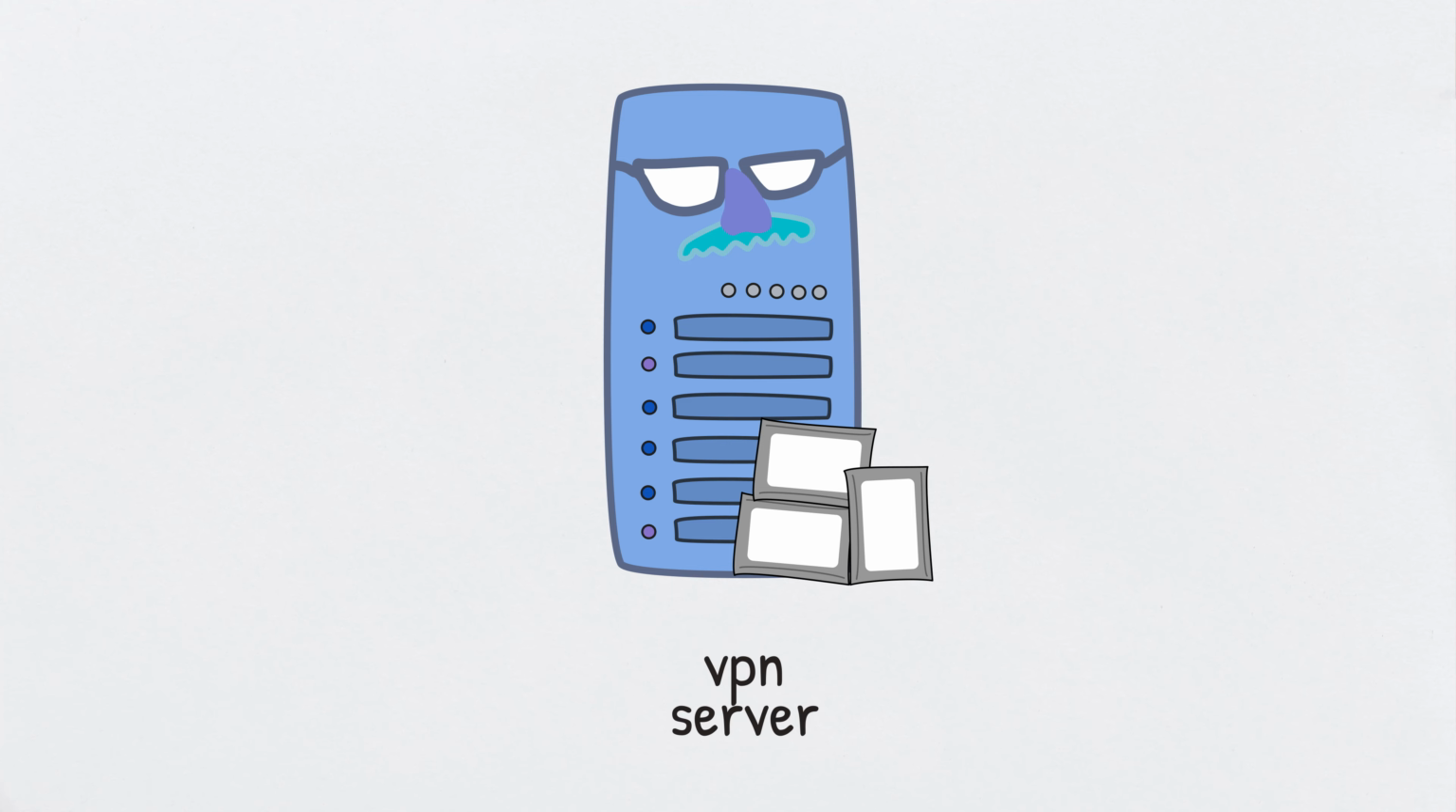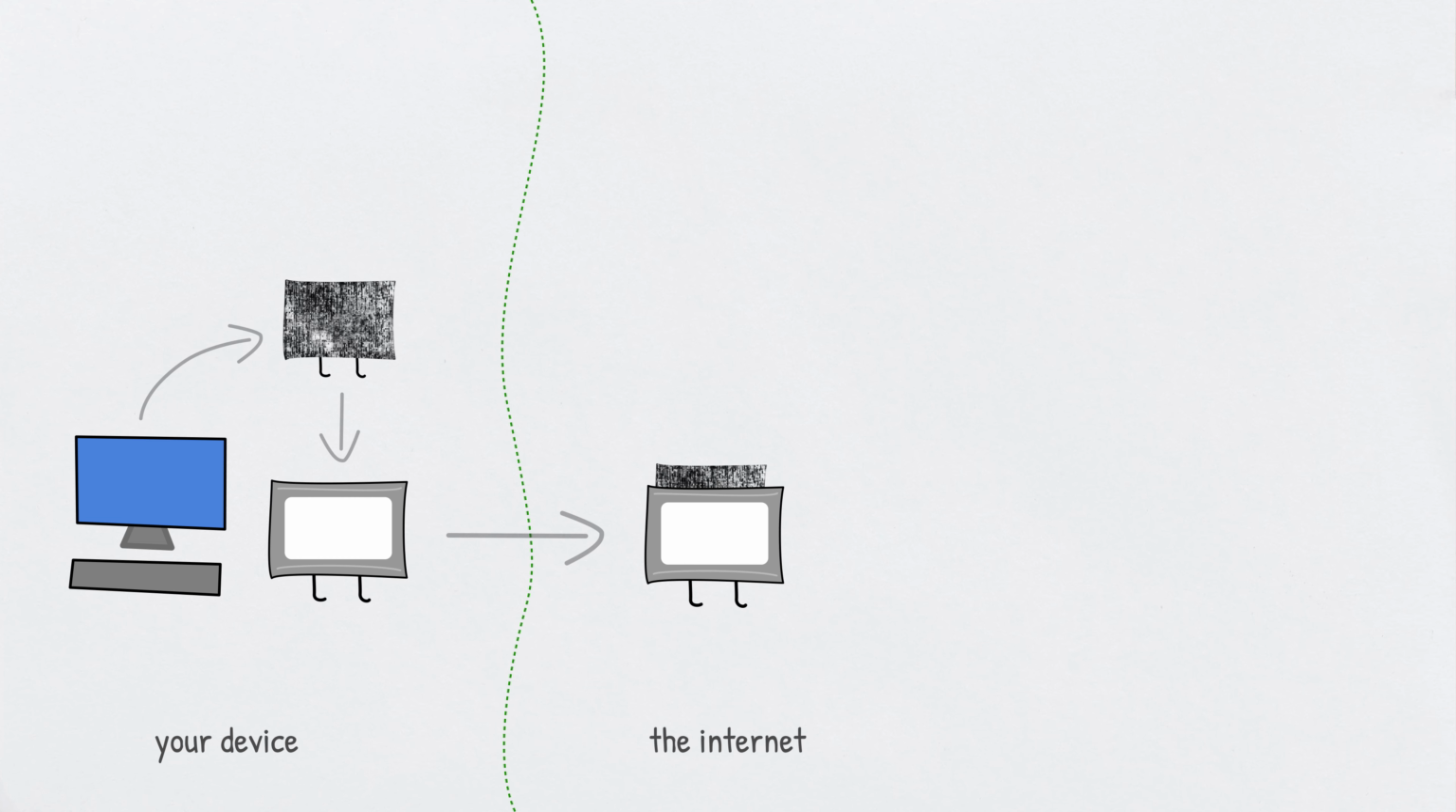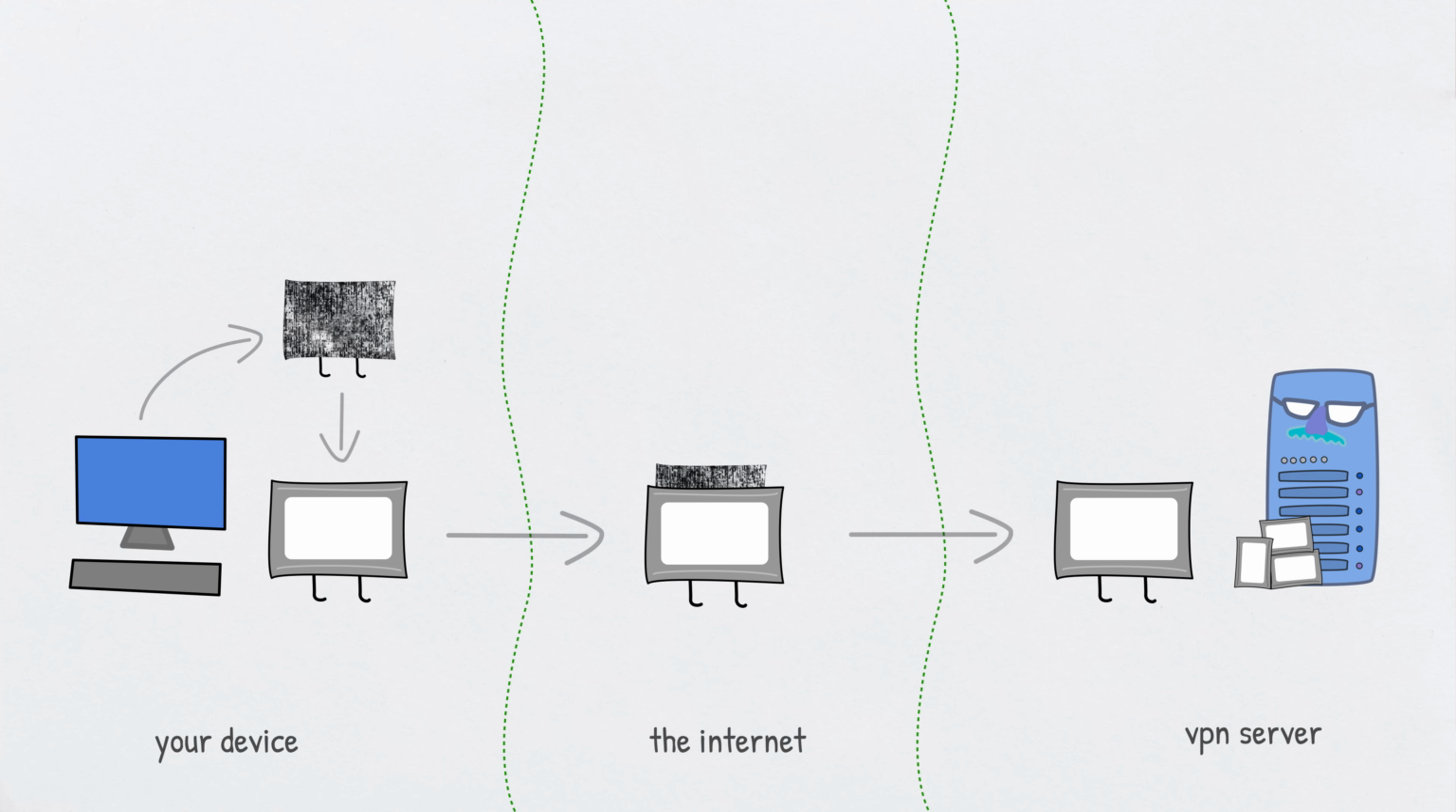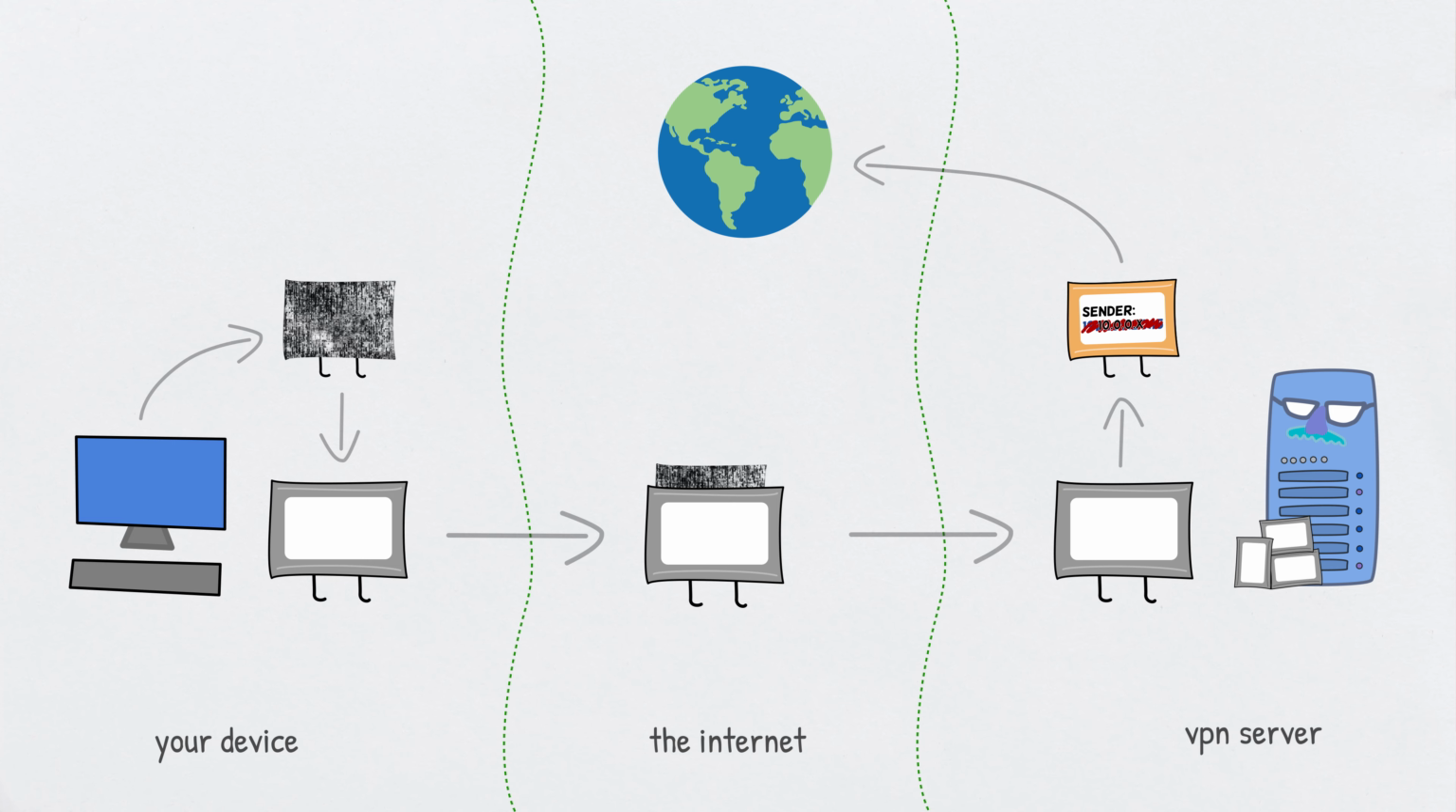VPNs, on the other hand, don't just swap IP addresses, they provide entire smuggling operations. After minting a packet, your device encrypts the entire thing, puts the encrypted gunk inside another packet, and sends that packet on to the VPN server. Upon arrival, the wrapping packet is discarded and the junk decrypted, revealing the original packet whose IP address is swapped out, and then sent on its merry way.